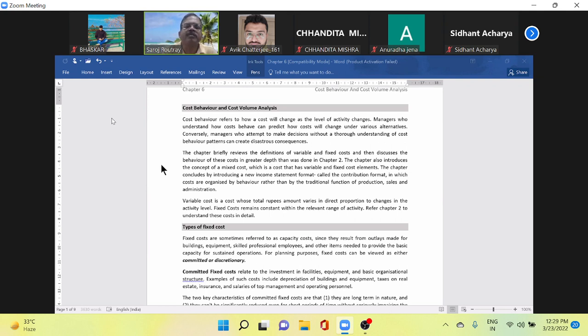Okay. So cost behavior is something which we already have discussed in the first chapter itself. On the basis of cost behavior, we normally divide cost into two groups. One is variable cost and the second one is fixed cost. Variable cost is something which varies proportionately. Volume increases, cost increases. Volume decreases, cost decreases. That is variable cost, right?